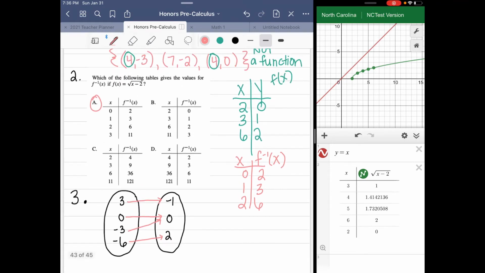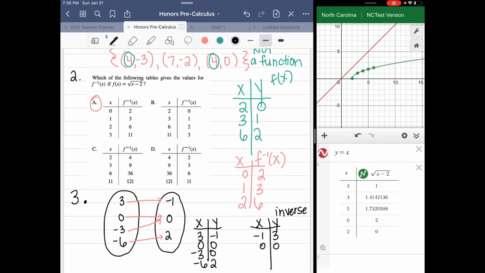All right, or we could do a mapping situation. So again, if I'm looking at my map here, I would make my original table. So I have a table here where 3 maps to negative 1, 0 maps to 0, negative 3 also maps to 0, and negative 6 maps to negative 2. So if I want to find the inverse, I'm going to flip my x and my y values.